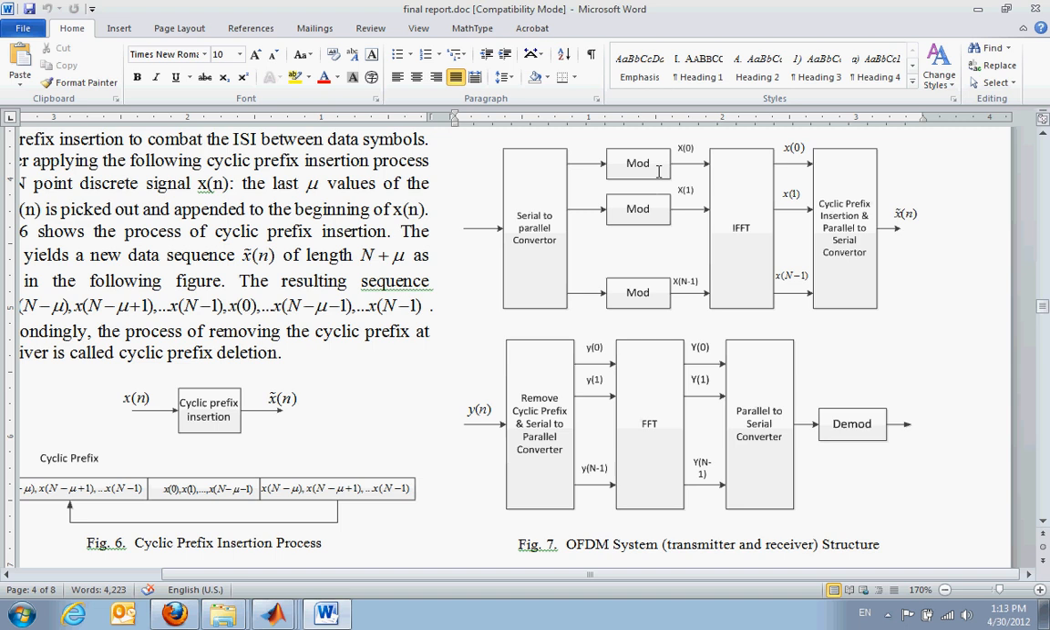The modulation scheme used for each subchannel is 16 QAM, which is the most basic linear amplitude modulation scheme nowadays. And another important block is the cyclic prefix insertion. The length of the cyclic prefix is set to be equal to the maximum delay spread of the fading channel.